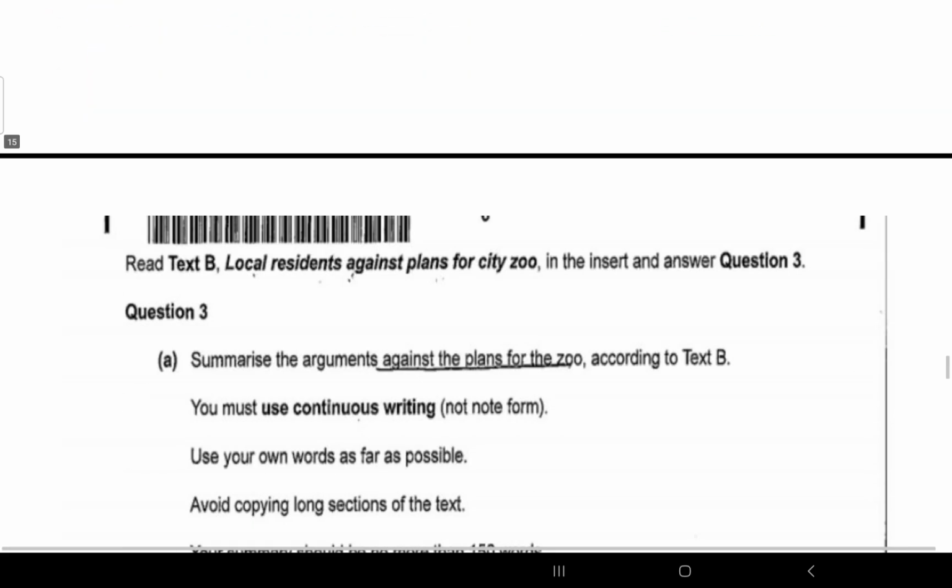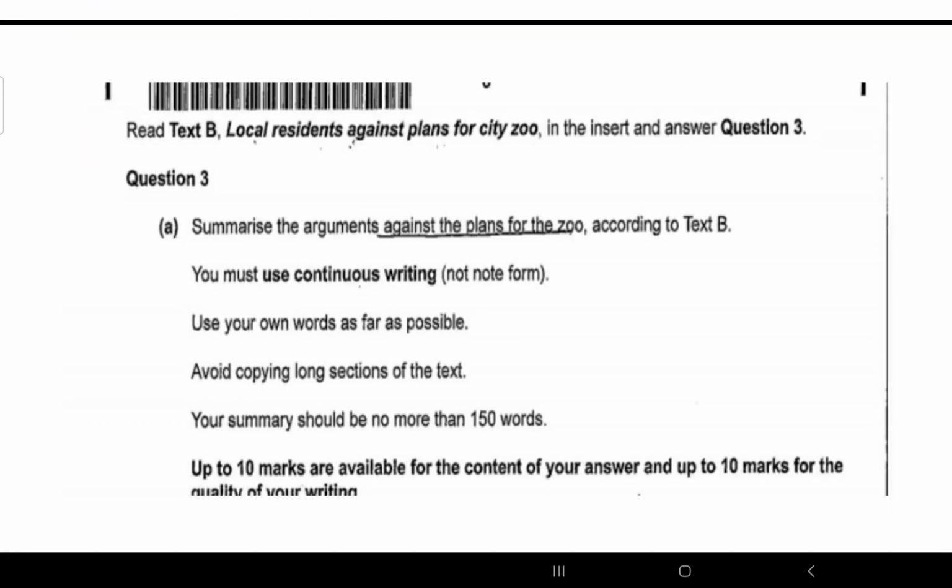Now, here is the question. Summarize the arguments against the plans for the zoo according to Text B. You must use continuous writing form, not note form. Use your own words where possible. Avoid copying long sections of the text. And your summary should be no more than 150 words.